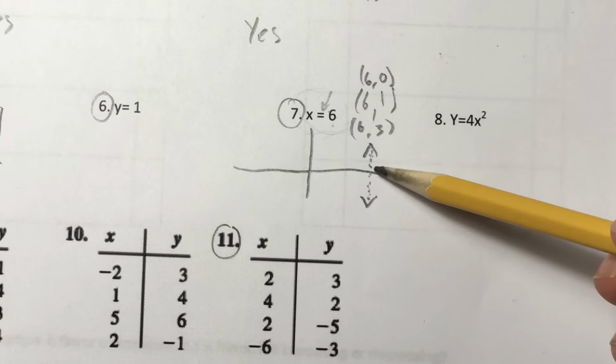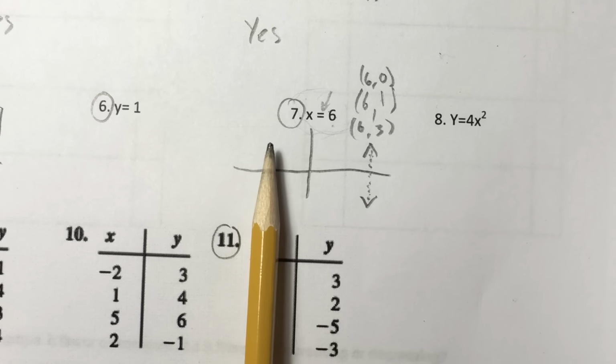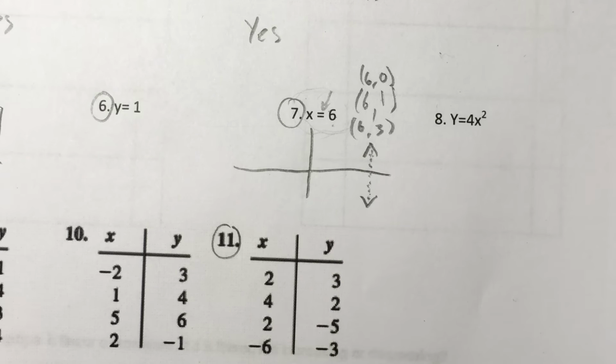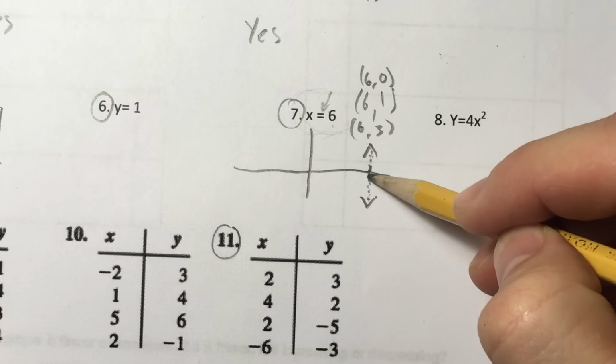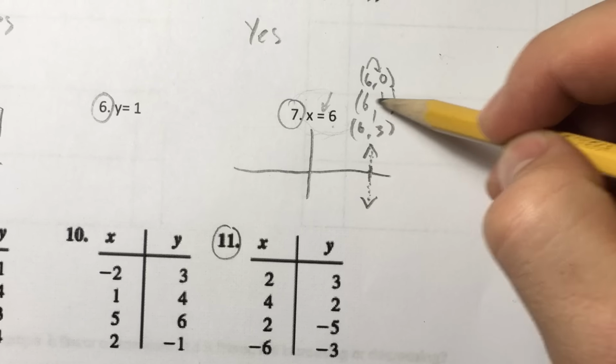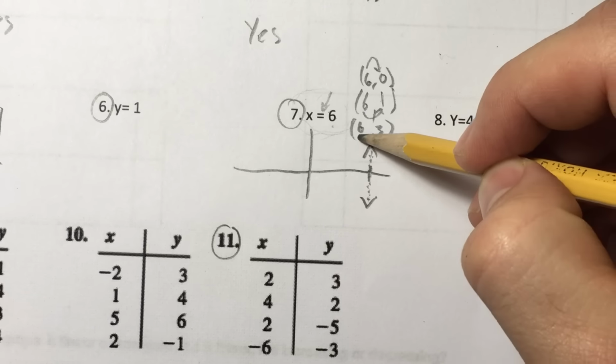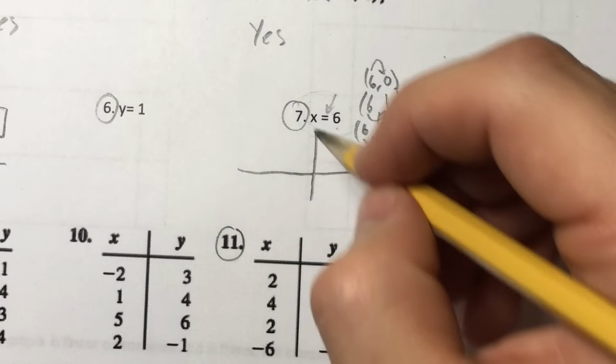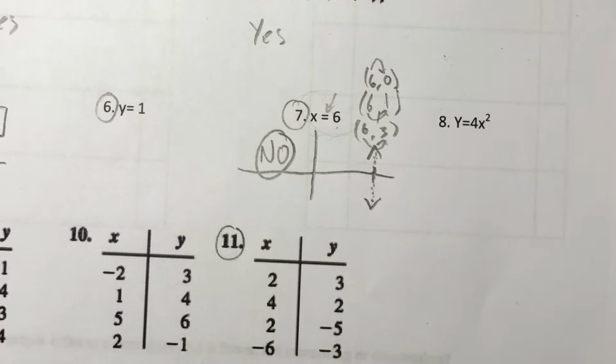x value 6. Now we see that as we do this vertical line test, we fail right here. The reason we fail is because this input value 6 has more than one output value. It actually has infinitely many output values, and because of this, we say that no, this is not a function.